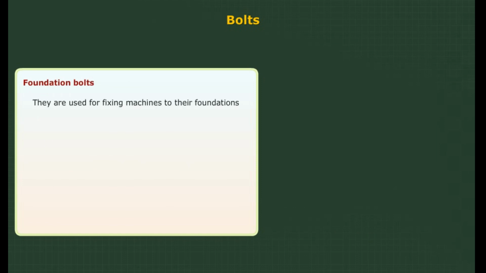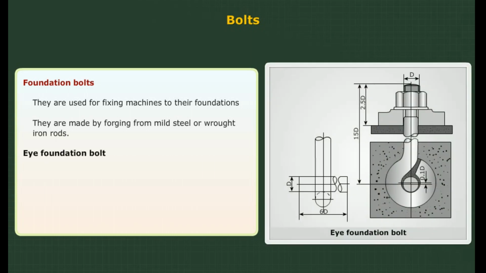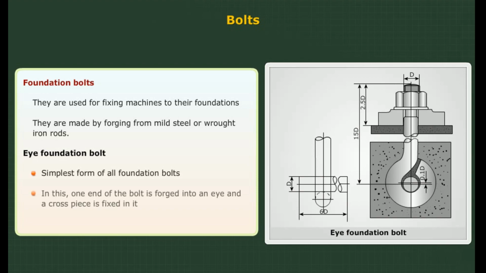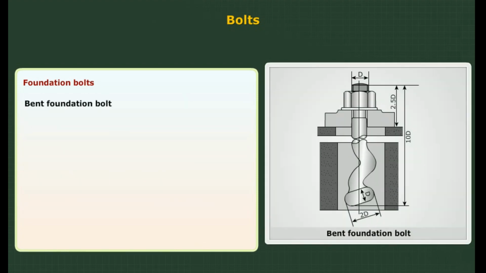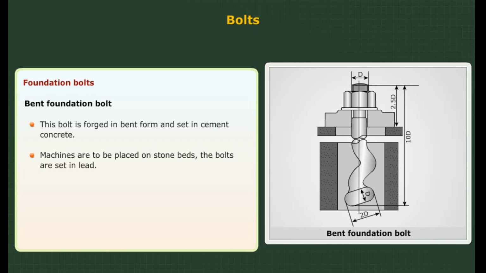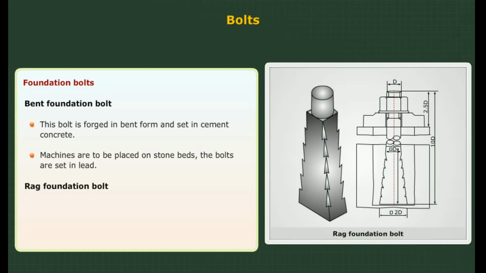Foundation bolts. They are used for fixing machines to their foundations. They are made by forging from mild steel or wrought iron rods. Eye foundation bolt. Simplest form of all foundation bolts. In this, one end of the bolt is forged into an eye and a crosspiece is fixed in it. Bent foundation bolt. This bolt is forged in the bent form and set in cement concrete. Machines are to be placed on stone beds. The bolts are set in lead.